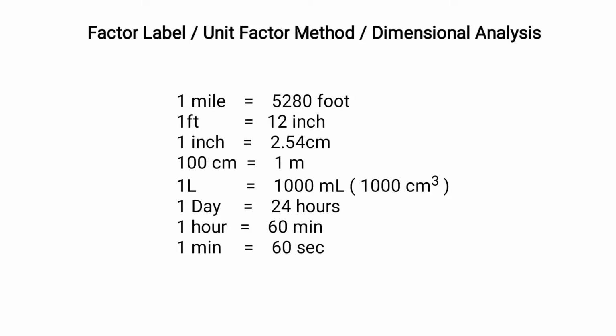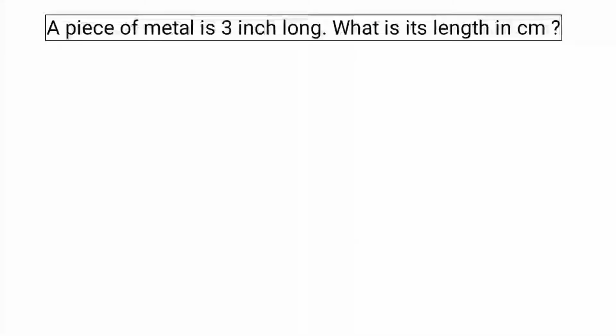Keeping these common unit conversions in mind, let us now solve the numerical problem. So now let us go to the first numerical under dimensional analysis, and the question over here is, a piece of metal is 3 inch long. What is its length in centimeter? So in the question we have 3 inch and we want to know how many centimeter is 3 inch. Now let us consider the unit conversion. We know that 1 inch is equal to 2.54 centimeter.